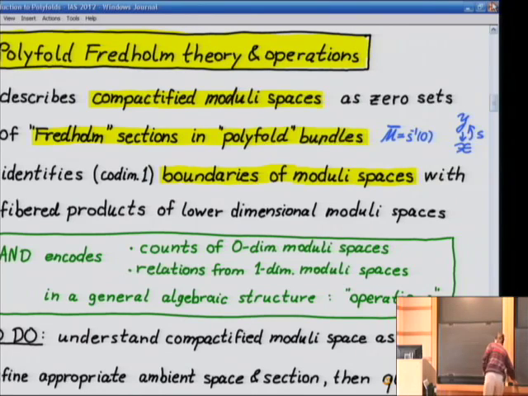So let's get this back. M was the old d bar inverse of 0 modulo automorphisms, and then M bar is the Gromov compactification.